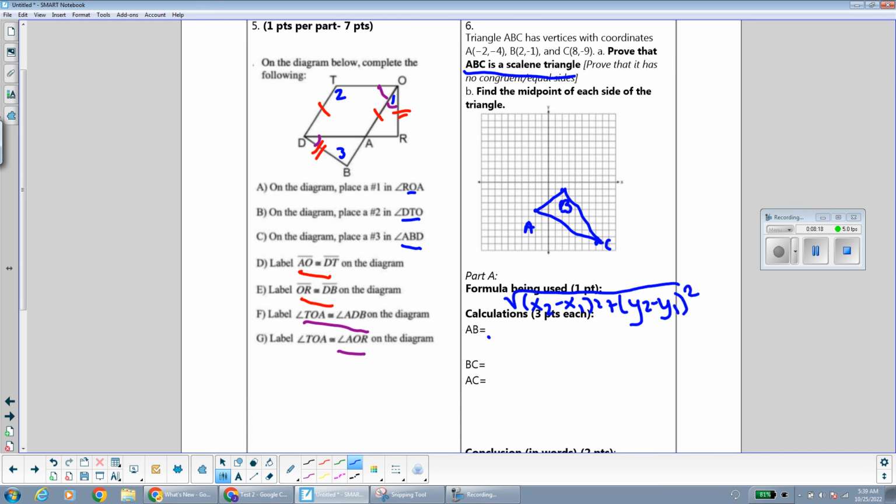Let me plug in. So for points A and B, 2 minus negative 2 squared plus negative 1 minus negative 4 squared. 2 minus negative 2 is 4. 4 squared is 16.